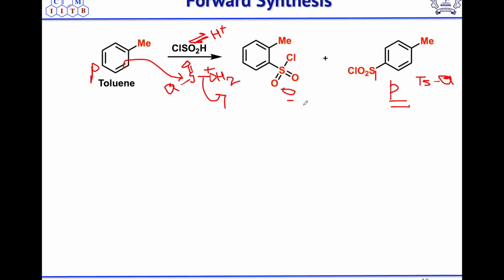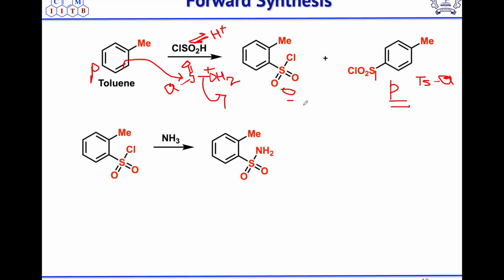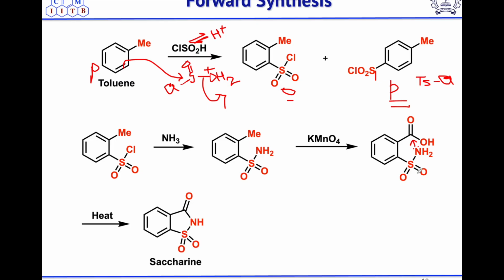Now the ortho product we got, we can do the oxidation. First we do the elimination of chlorine and install this amine. This is the SN bond formation reaction in the forward synthesis, to get this sulfonamide. Then oxidation of this methyl using KMnO4 gives this carboxylic acid. Now you have to connect this CN bond, and by heating you can easily get this CN bond. So basically, we get this molecule, saccharin.